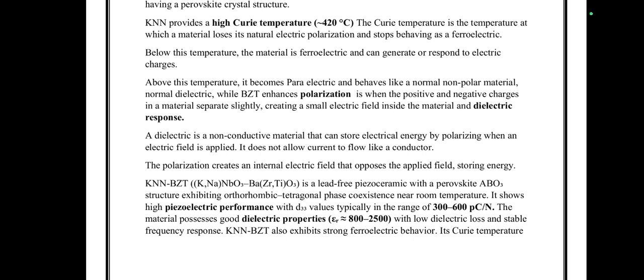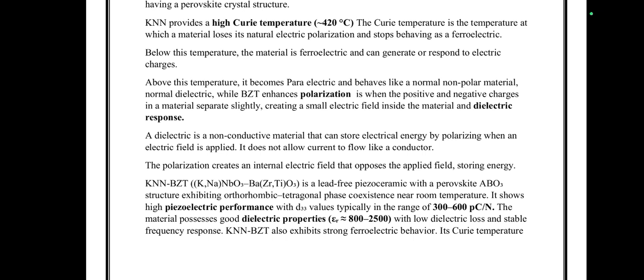KNN-BCT, sodium potassium niobium oxide with barium zirconium titanium oxide, is a lead-free piezoceramic with a perovskite ABO3 structure exhibiting orthorhombic-tetragonal phase coexistence near room temperature. It shows high piezoelectric performance with d33 piezoelectric constant values typically in the range of 300 to 600 picocoulombs per Newton. The material possesses good dielectric properties, 800 to 2500, with low dielectric loss and stable frequency response.